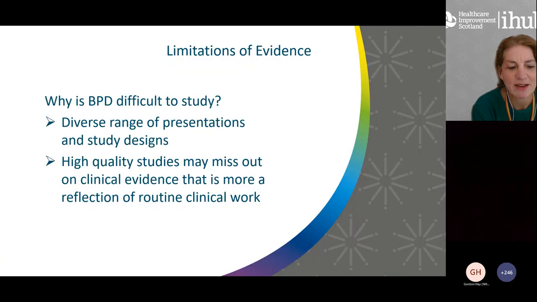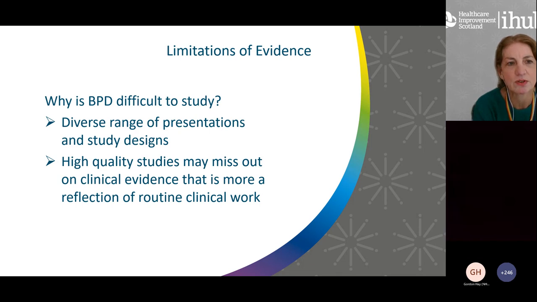Just the previous one. I'll just have a quick look at why it's difficult to study a problem area such as borderline personality disorder. There's a large, diverse range of presentations and a diverse range of study designs. By that, I mean that there's a large range of symptoms reported and that people describe in very different ways. For studies to be designed, and to decide what to measure specifically with this diverse range of presentations, makes scientific research and clean-cut research very difficult.